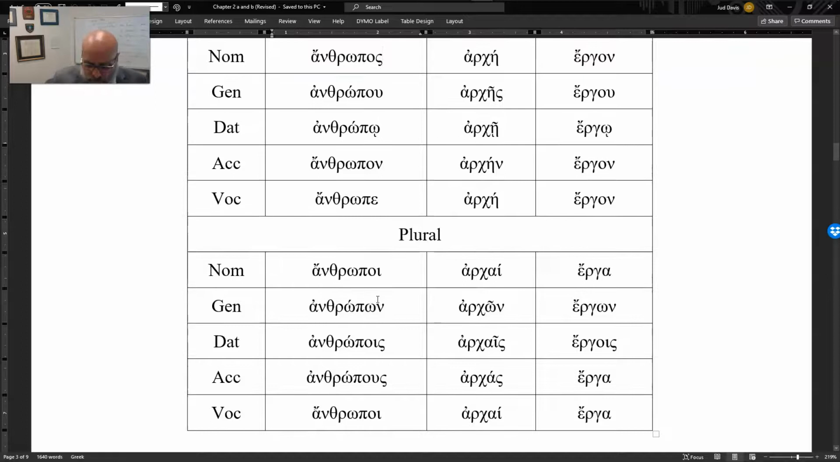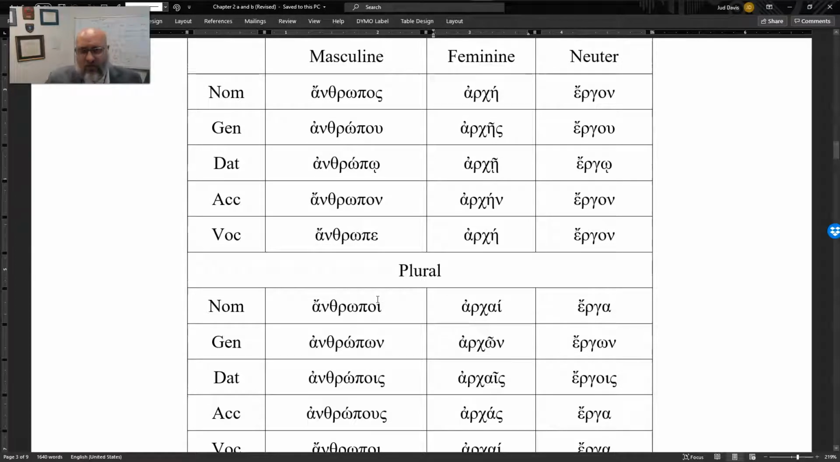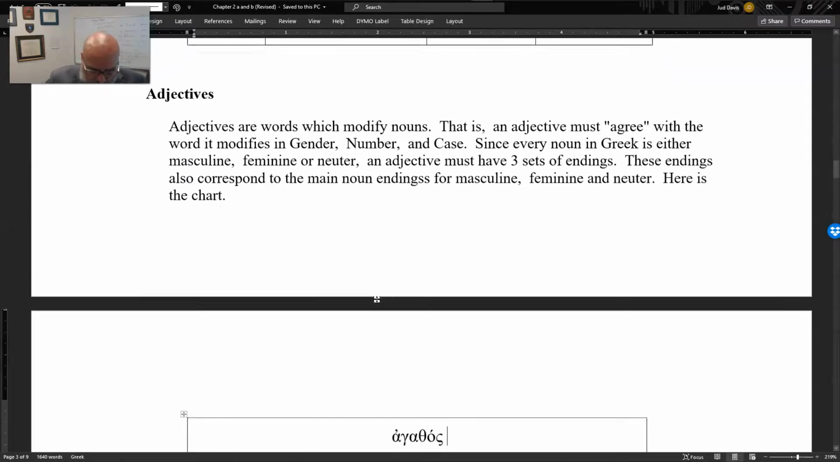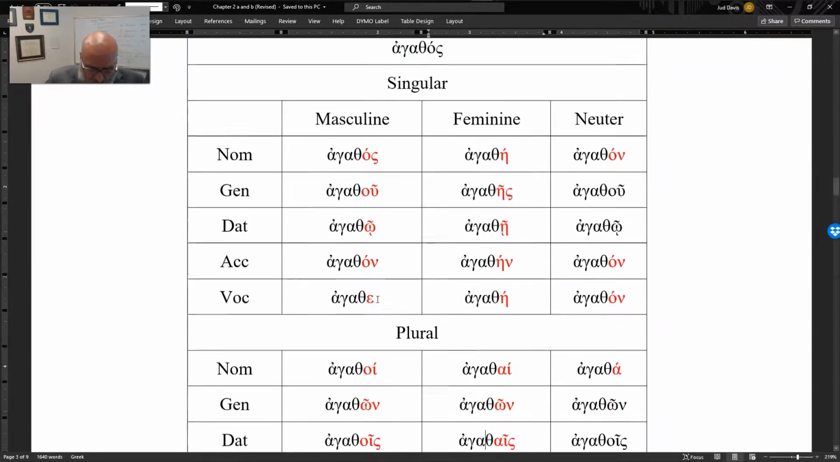The feminine, so this is a familiar word, the endings: ā, ās, ā, ān, ai, ōn, ais, ās. See, it's very similar to the definite article. And the neuter endings: on, ou, ō, on, a, ōn, ois, a.